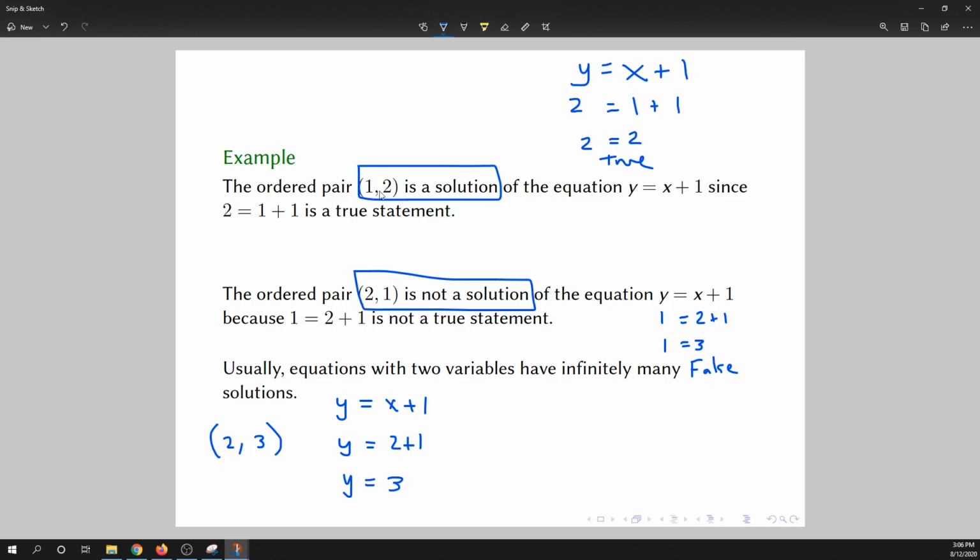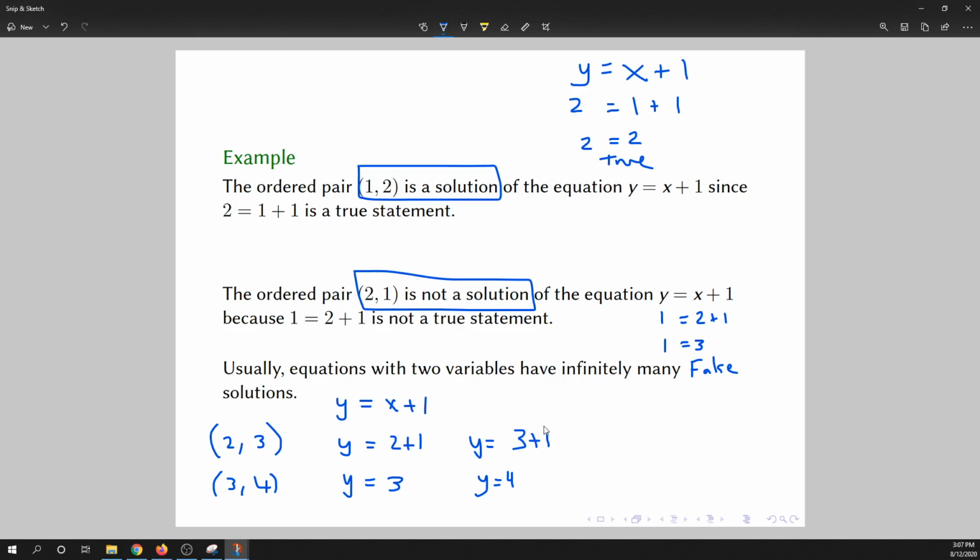So already we have (1, 2) and (2, 3). If I plug in a 3 for x, I get y equals 4. So that gives us a solution of (3, 4). Hopefully it's not hard to imagine that if I plug in any number for x here, I am going to get another ordered pair solution. So in fact, there are infinitely many solutions of this.